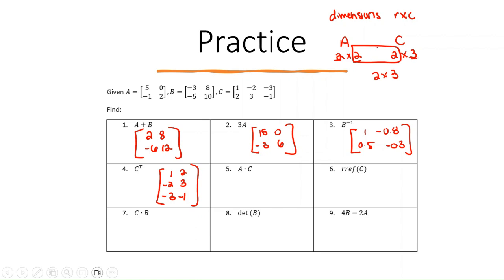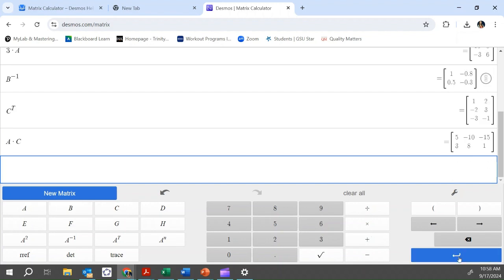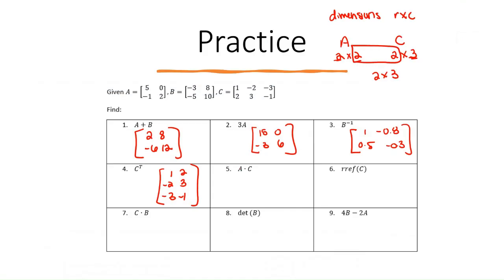If these middle ones are not the same, you're going to come up with an error button, and it's going to say dimension mismatch, or it says something when you hover over it. Okay, so let's do A times C. We know this one's going to work. So I can just pull it up here, do A times C. And we do get an answer here. So I'll write that on the slide. 5, negative 10, negative 15, 3, 8, and 1.